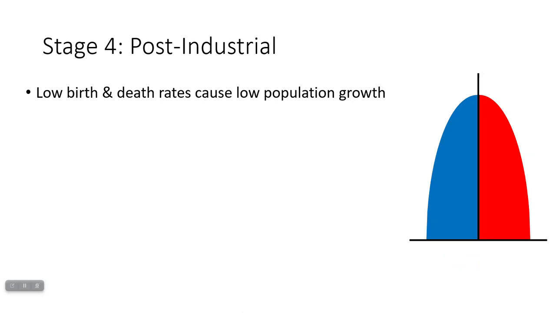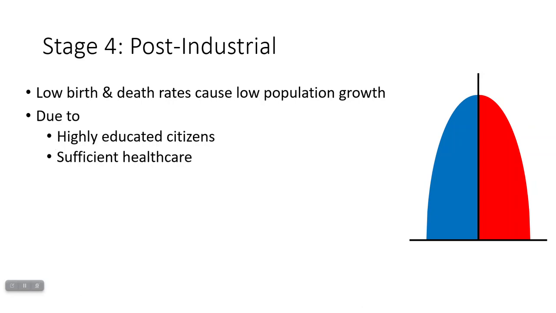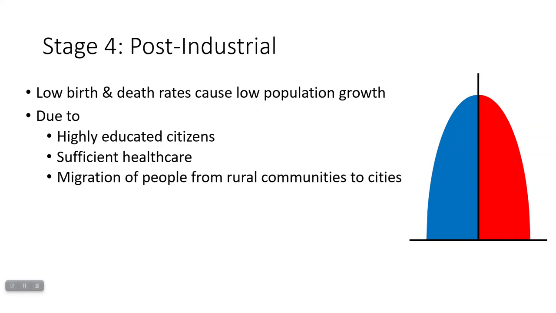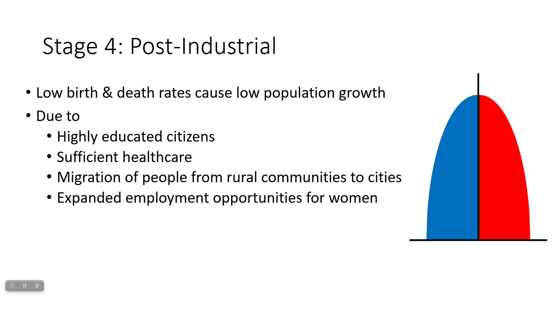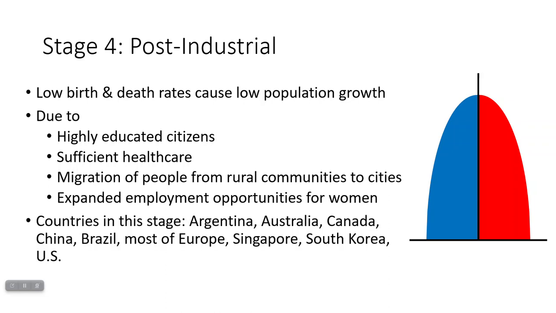The final stage that you are responsible for learning on the AP test is post-industrial. This is where you have both low birth and low death rates, and that causes very low population growth. This is because you tend to have highly educated citizens, healthcare that is sufficient to take care of everybody. More people are moving from rural communities to cities, so there's that disadvantage to having large families. More employment opportunities, especially for women.